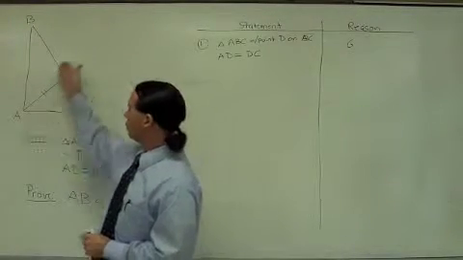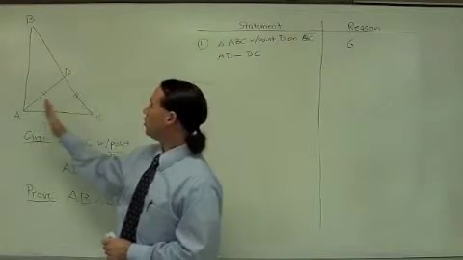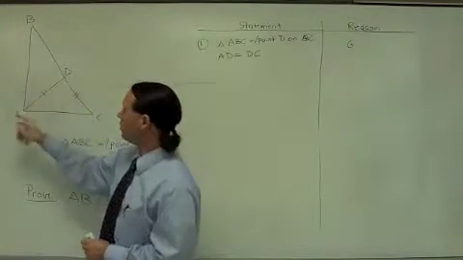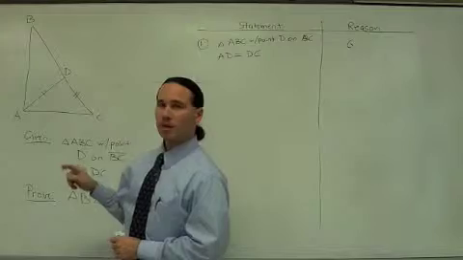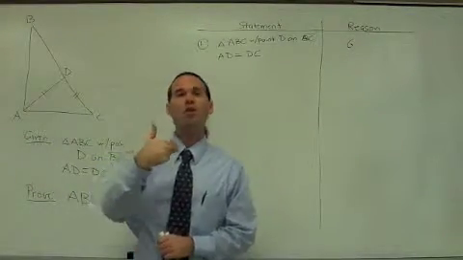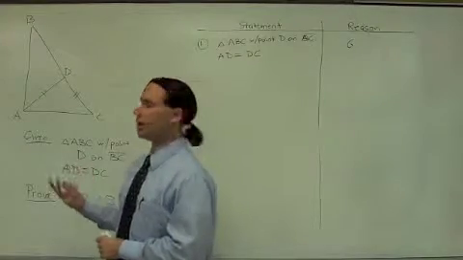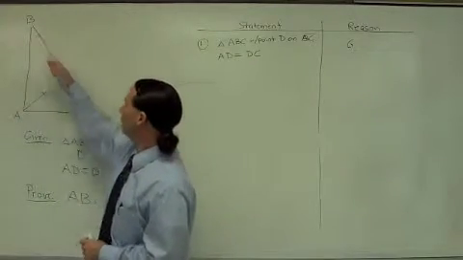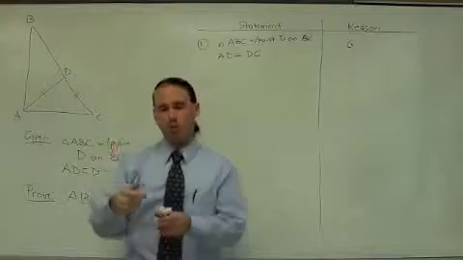Because ABD is a triangle, this side obviously is the shortest distance between these two points. That means that going AD and then DB is a longer distance. It's going to take more time. So AB has to be less than BD plus DA. So why don't we start there?